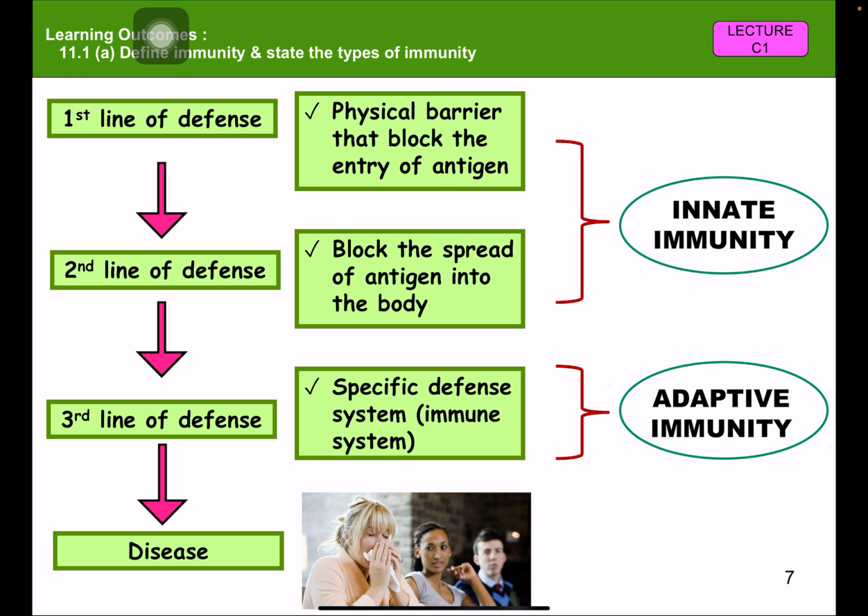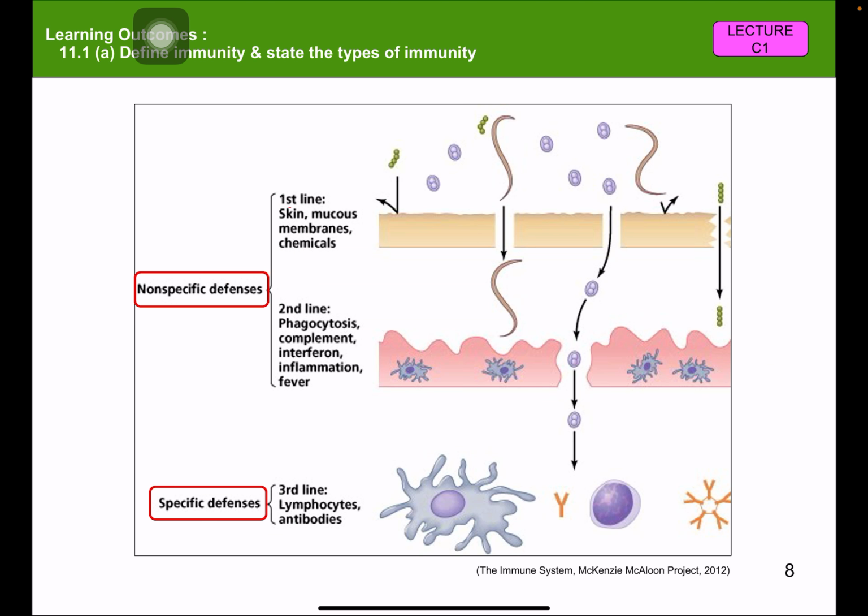Let's see the innate immunity. So innate immunity comprises the first line of defense and the second line of defense, and the adaptive immunity includes the third line of defense. So these are the non-specific defenses, the first line and the second line defense, and the specific defense is the third line defense.